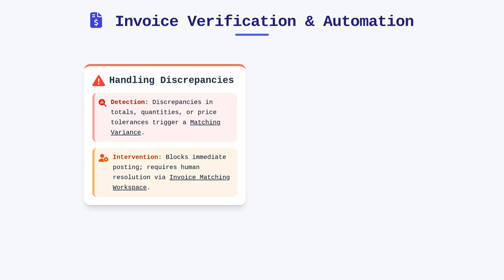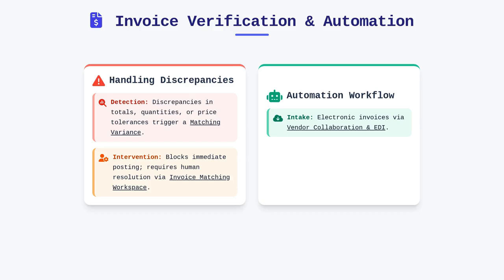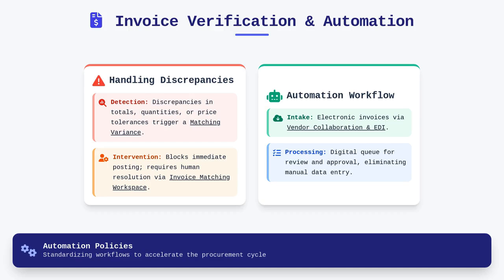Furthermore, electronic invoices, often received via vendor collaboration or electronic data interchange scenarios, are handled through the vendor invoice automation workspace. This workspace acts as a digital queue, allowing accounts payable clerks to review, approve, and finalize invoices without the manual overhead of data entry. By configuring invoice automation policies, you can define specific rules that govern the automatic processing of invoices, thereby standardizing the workflow and significantly increasing the speed of the procurement cycle.